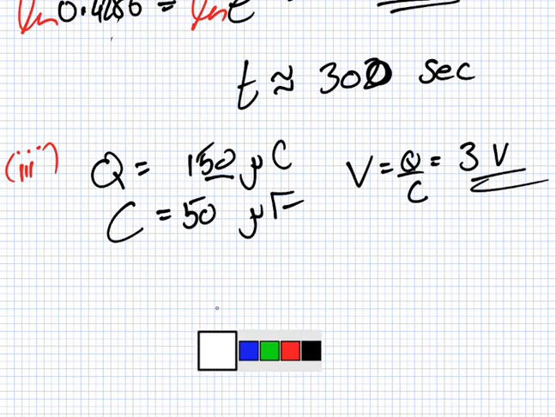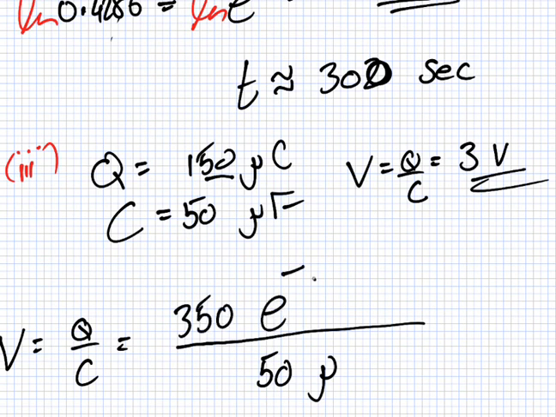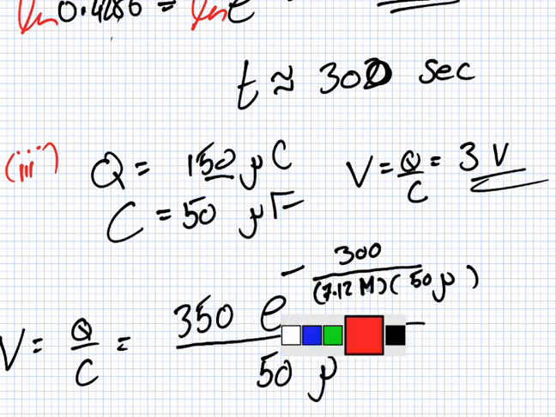Okay, so if I do it properly, I have V equals Q over C, which equals, the C is 50 times 10 to the minus 6, it's micro, and the Q is Q0. What's Q0? 350. E to the minus t over RC, and the C is 50 micro. And what was the R, please? 7.12 mega. That's great because remember the mega and the micro cancel.